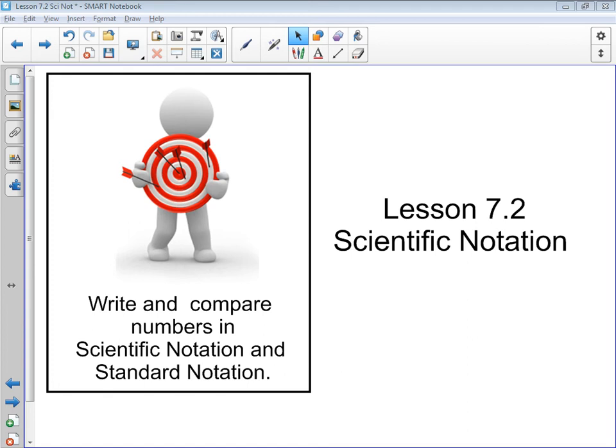Lesson 7.2 is on scientific notation, and your learning target today is to write and compare numbers in both scientific and standard notation. So in order to do that, you're going to have to know what both of those mean, and that's what we're going to look at today.